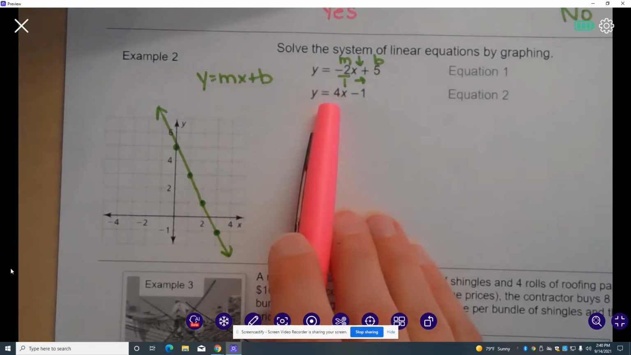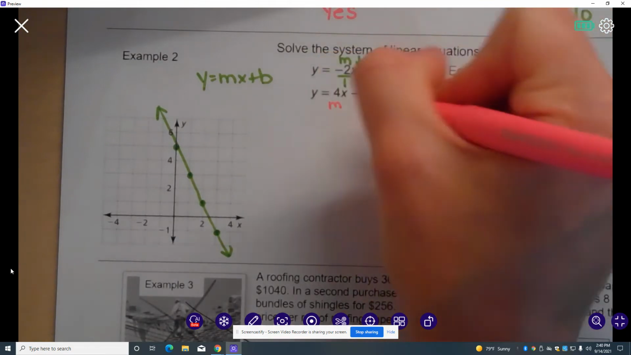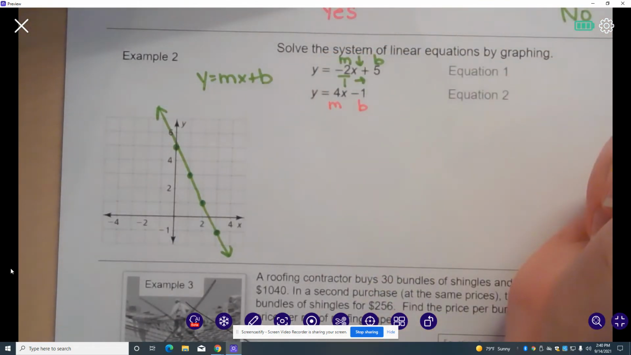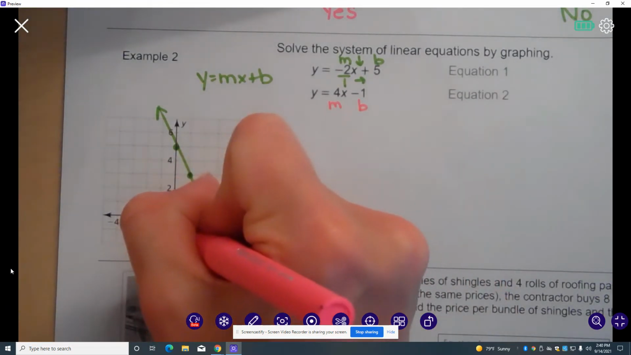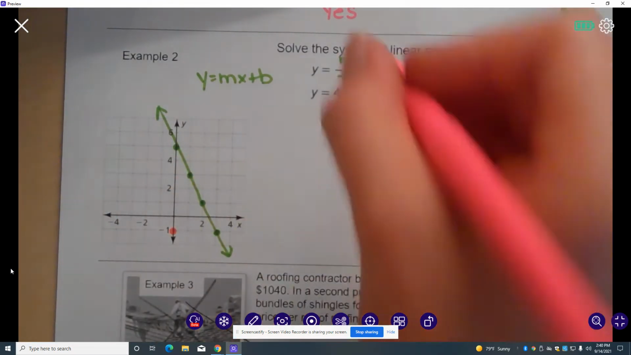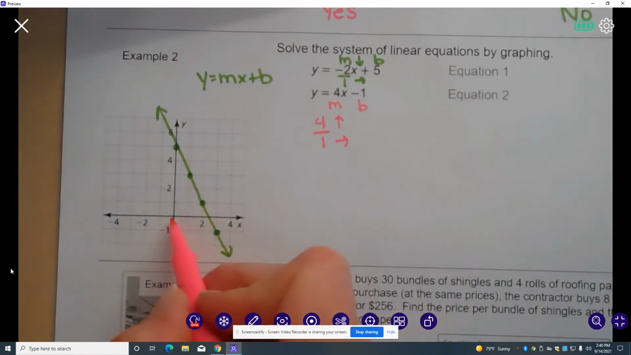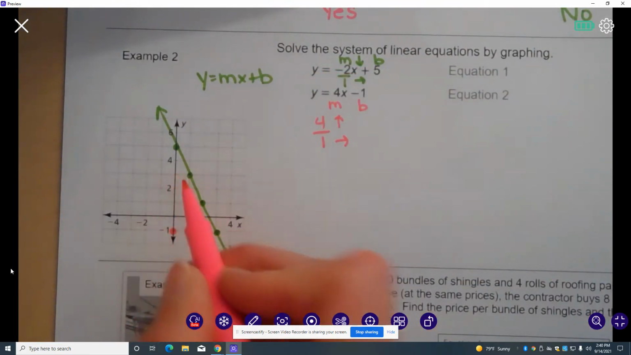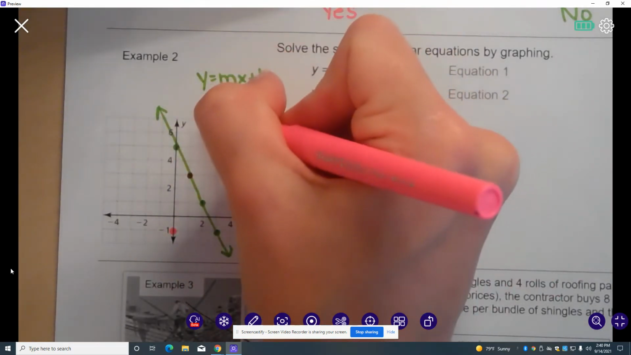Now I'll graph the line y equals 4x minus 1. 4 is the slope. Negative 1 is the y-intercept. So I'm going to start at the y-intercept of negative 1. This time with a slope of 4, I'm going to count up 4, right 1. 1, 2, 3, 4, right 1.